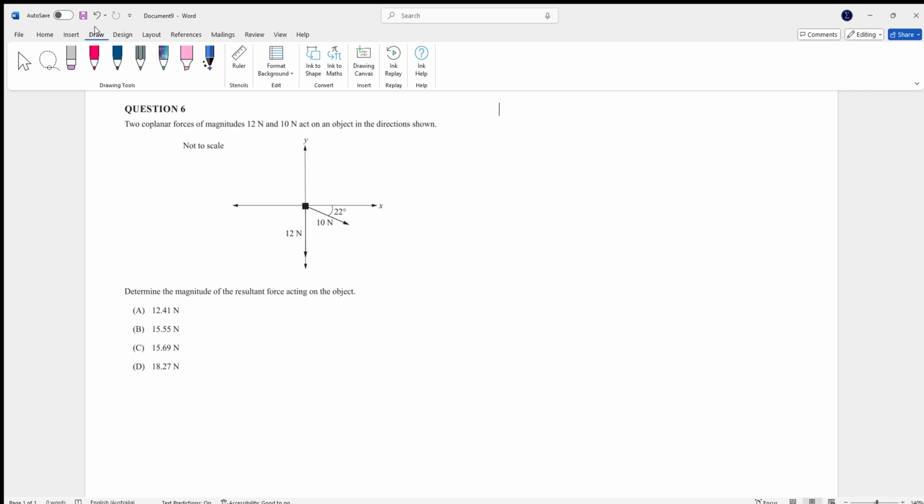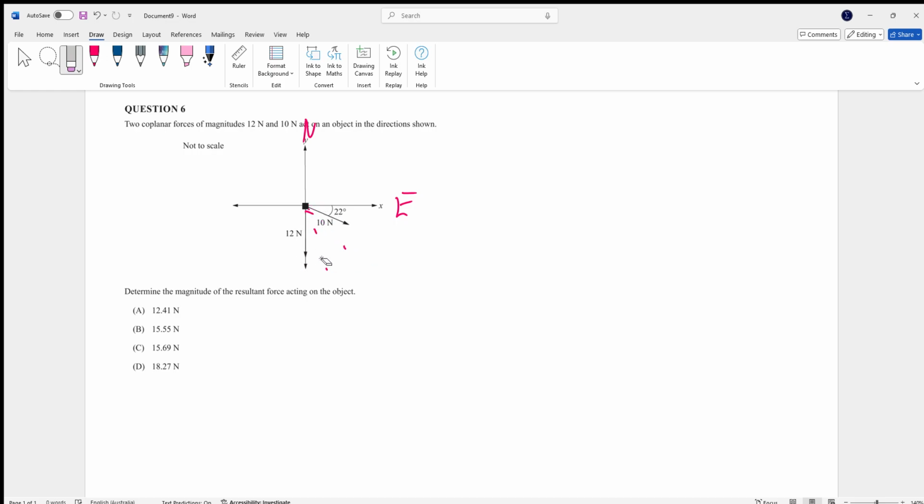So question 6. Two coplanar forces of magnitude 12 newtons and 10 newtons act on an object in the direction shown. Determine the magnitude of the resulting force acting on the object. So here, what we've got to understand is where the object is going. If it's got 12 newtons going downwards and 10 newtons going this way, the object is most likely going to move in a direction somewhat like that. The point is it'll move north, east, south, west. It'll move southeast roughly.